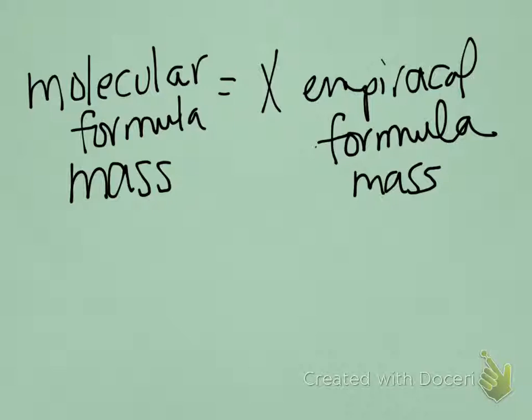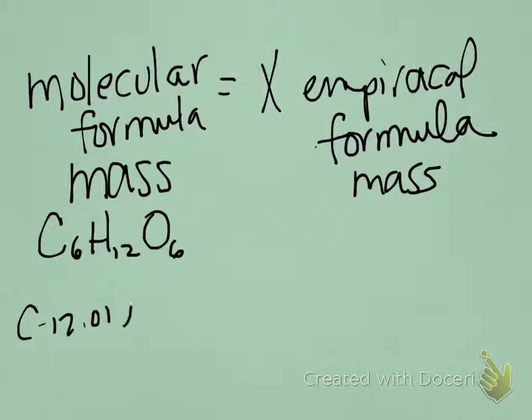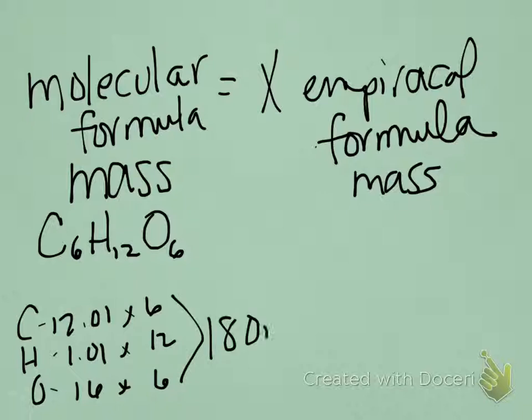So we keep using C6H12O6, so let's stick with it. Let's use glucose. So what's the molecular formula mass of glucose? So we've got C 12.01 times 6, H 1.01 times 12, O 16 times 6. Who's got it so far? Calculators. You didn't sit down without a calculator, did you? 180.18. Okay. That is the molecular formula mass for that compound.